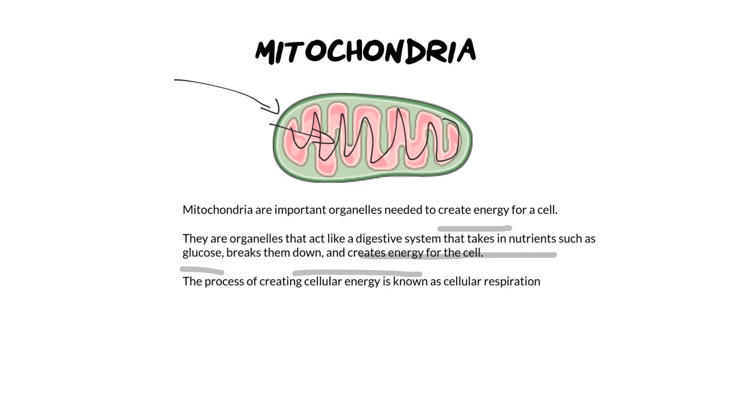Now, even though we love to call it the powerhouse of the cell, this particular process has a proper name, a proper term. The process of creating cellular energy is known as cellular respiration. And from this point onwards, it's very important at high school level biology to only refer to the function of mitochondria as cellular respiration. We can't use the powerhouse of the cell as an answer.